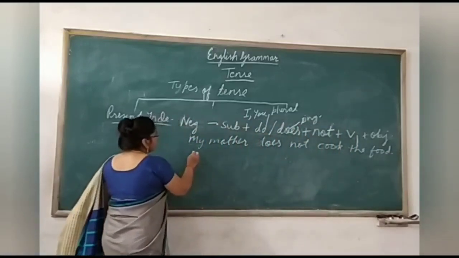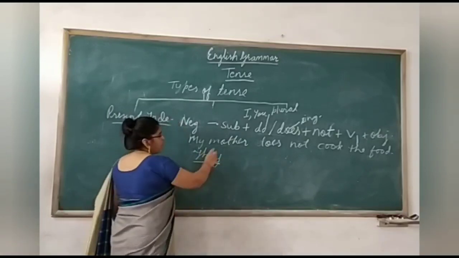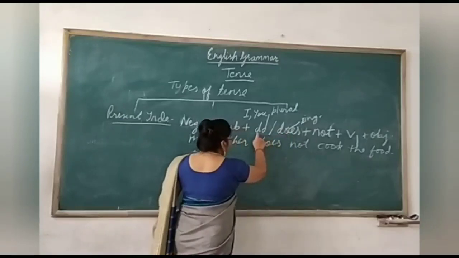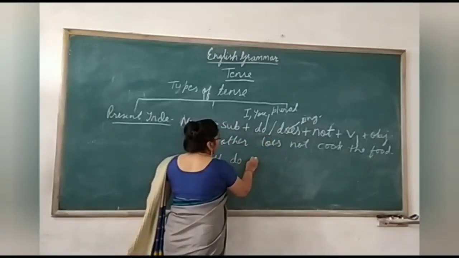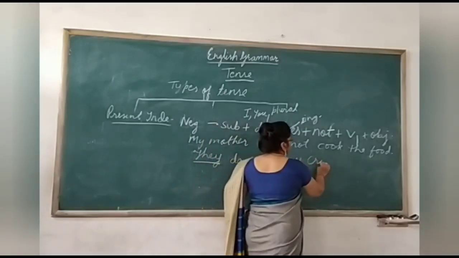Suppose that again, if I take this they, plural, then what will select? With these two helping verbs, do. They do not play cricket.